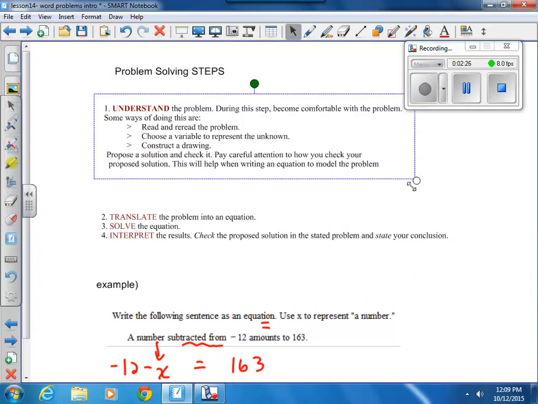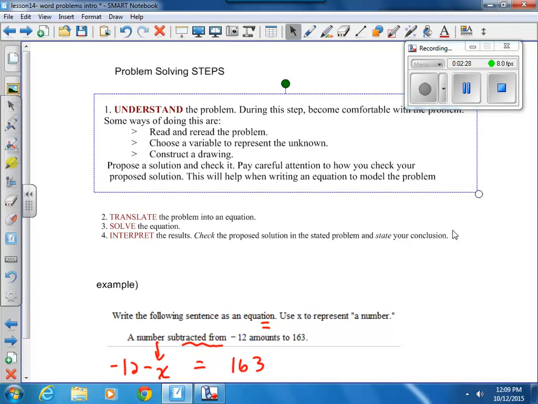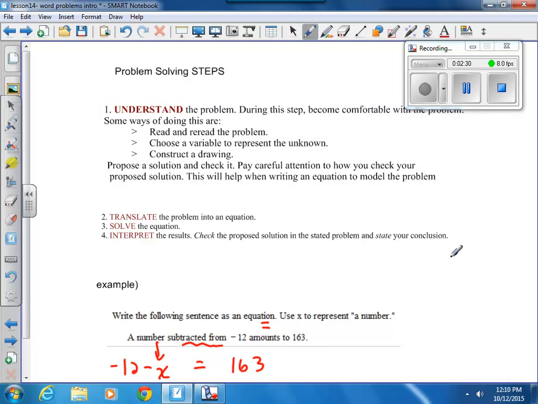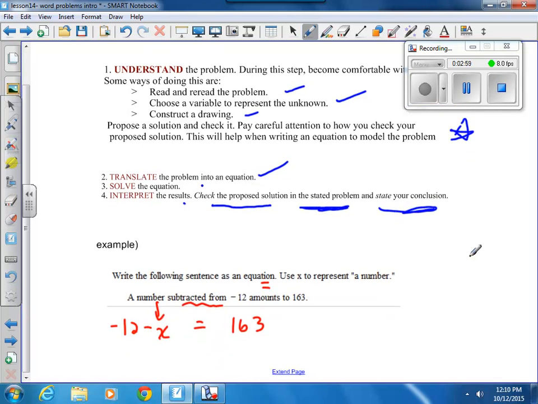So this is just general strategy for all word problems. Read and reread the problem, read it a couple times. Choose a variable to represent the unknown and construct a drawing if helpful. And then propose a solution and check it. Translate the problem into an equation and solve the equation, interpret the results, and check that your proposed solution works in the stated problem, and state your conclusion. So it sounds like a lot, but we'll see it's not that bad.